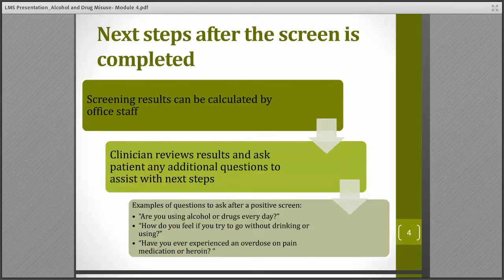The practitioner may also choose to ask questions that help in determining what next steps are necessary. The practitioner may wish to assess whether there is a potential risk of withdrawal symptoms, which may mean that a referral to a substance use provider for further assessment is necessary.